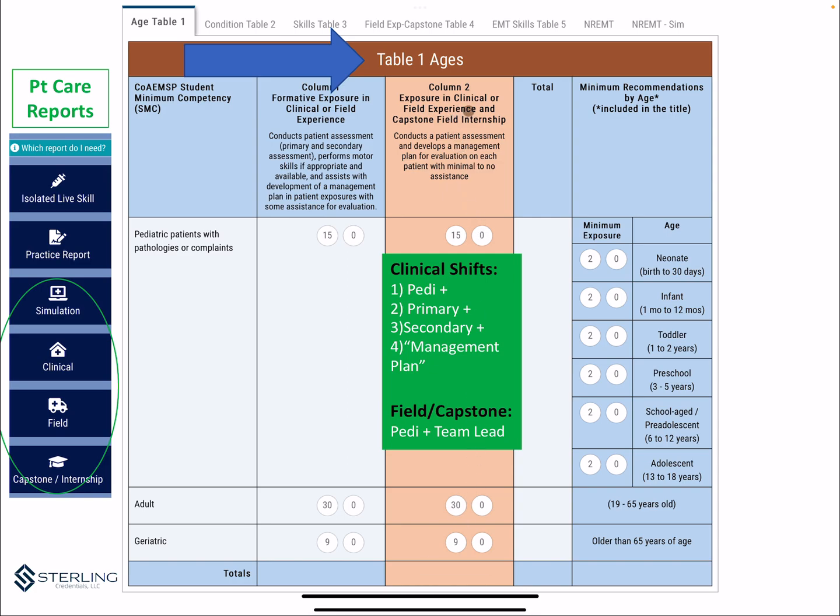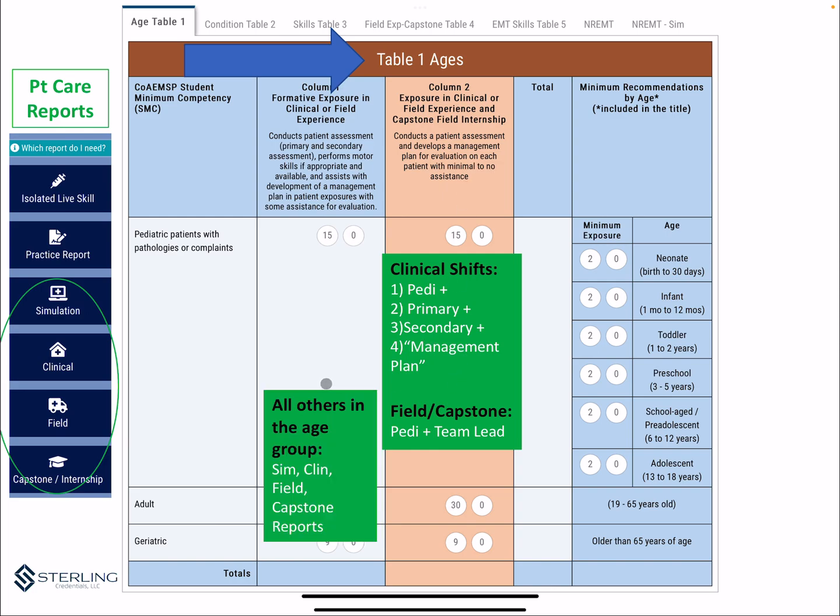But then clinical, how do we translate this to clinical? Well, as I read this more closely, we need a patient assessment and a management plan. So when you write a clinical report who has a pediatric patient and the skills primary assessment, secondary assessment, and management plan are attached, then I'm going to give you credit here. And then everything else is going to dump into this column.